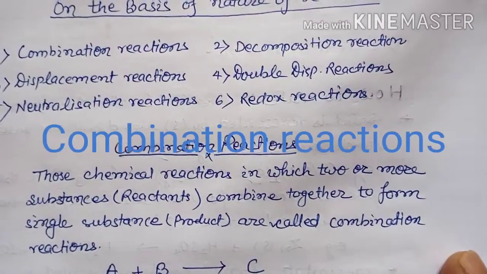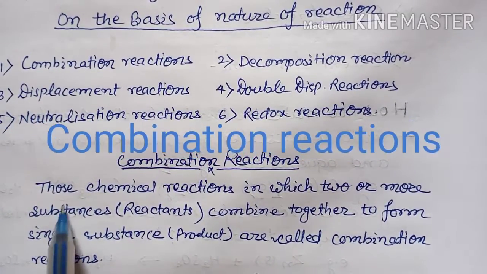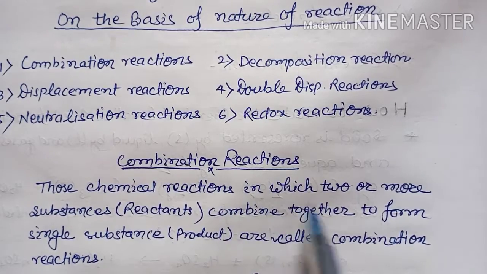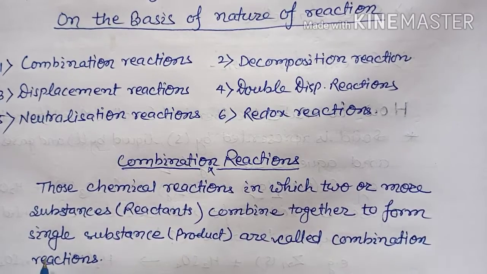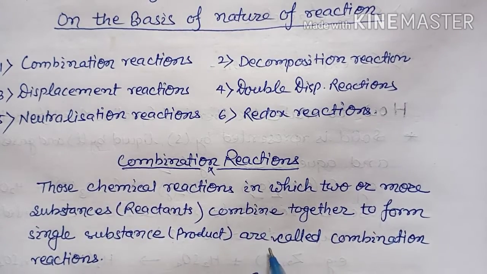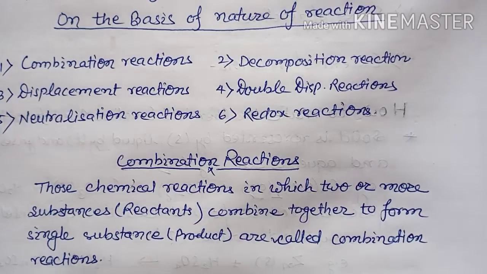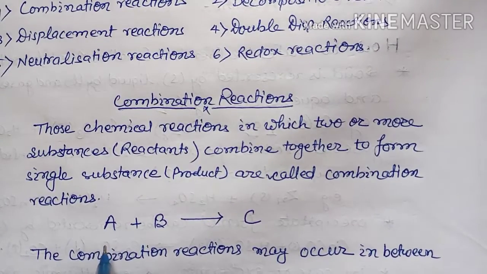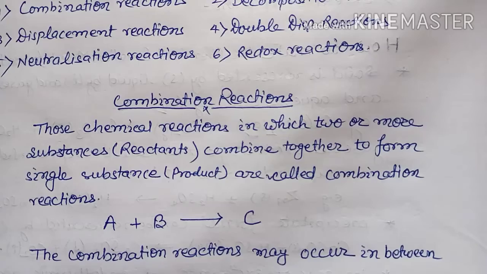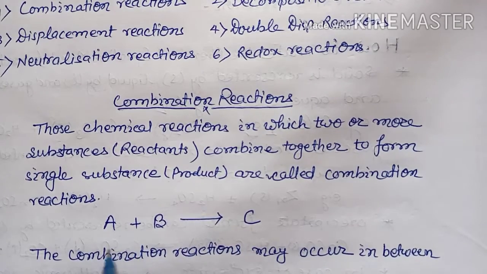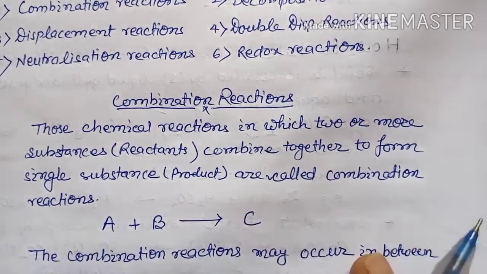So what is a combination reaction? First of all, you see those chemical reactions in which two or more substances combine together to form a single substance are called combination reactions. We can take one example. Suppose A is a reactant, B is another reactant, and combining together they form a single product, that is C. In this way, this is an example of a combination reaction.